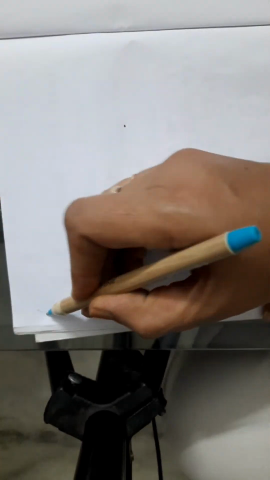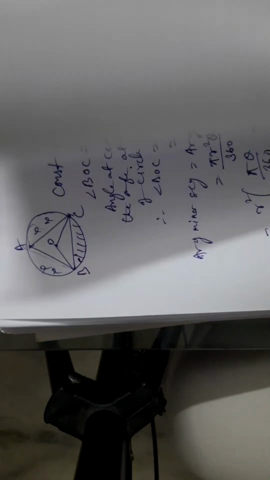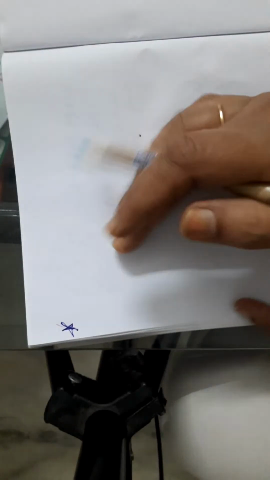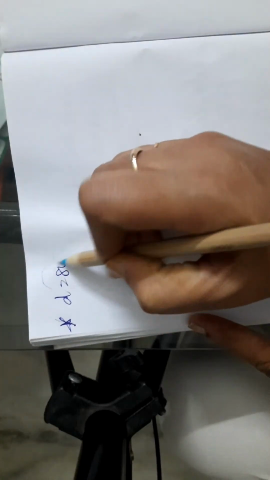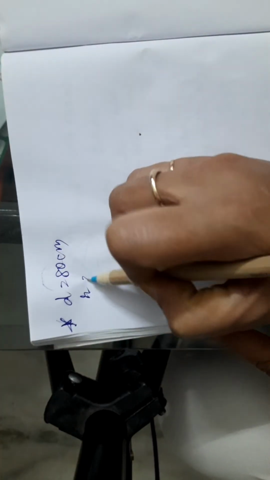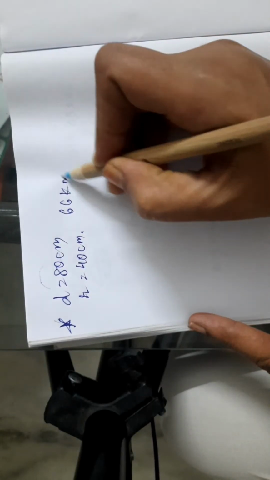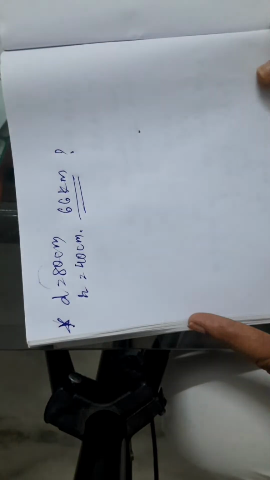Next question, it was given like the radius of the wheel. Let me see the question once. Radius of the wheel is given. Diameter was given as 80. Diameter is 80 centimeter, so radius will be 40 centimeter. To cover 66 kilometer, how many revolutions will it make?